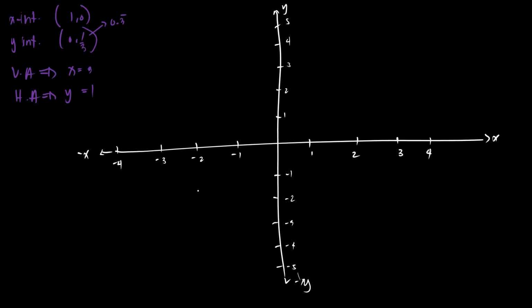Okay, let's plot the vertical asymptote. So 3. So x is equal to 3. So let's have the horizontal asymptote. Y is equal to 1. Okay, so we're done with this one, done with this one. Now next, let's have the x-intercept. So our x-intercept is 1 and 0.